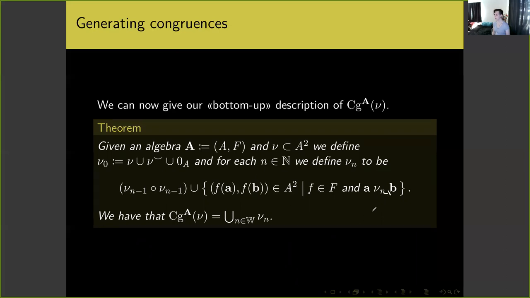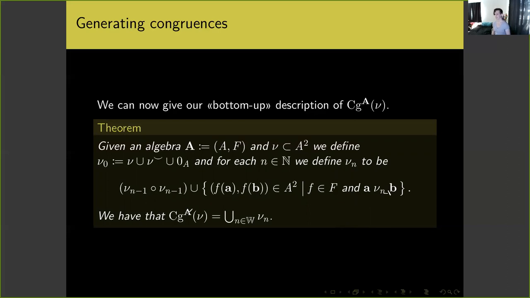nu n minus one. Wow, I'm really eating it on the indices today, because it has to be nu n minus one, because that would be saying that the entries in A and B are related in the previous level. Obviously, I can't use nu n because I'm trying to define nu n right now.